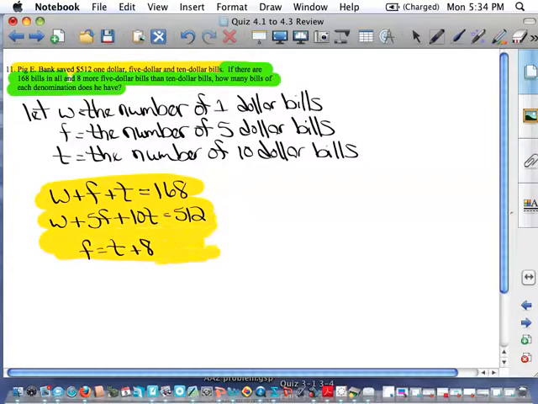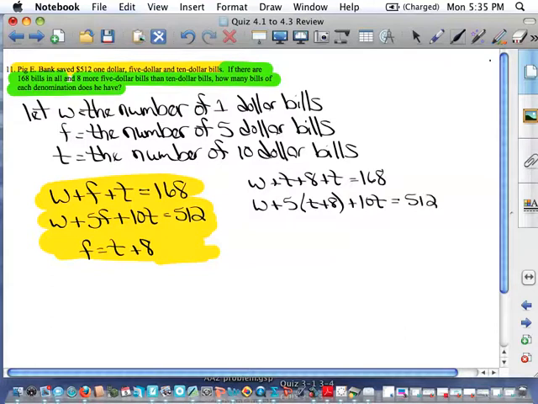If you look at that last one, you're down to 2 variables in that equation. So if you just substitute the value t plus 8 in for f in both of the previous equations, you'll be down to a 2 by 2. So you have w plus t plus 8 plus t equals 168. Then you have w plus 5 times t plus 8 plus 10t equals 512.